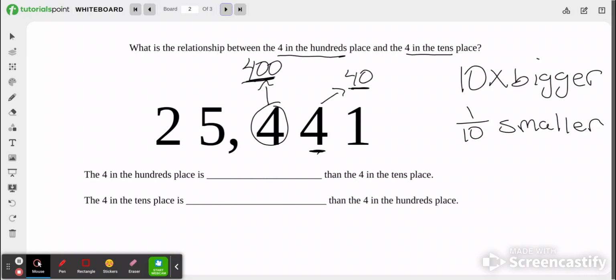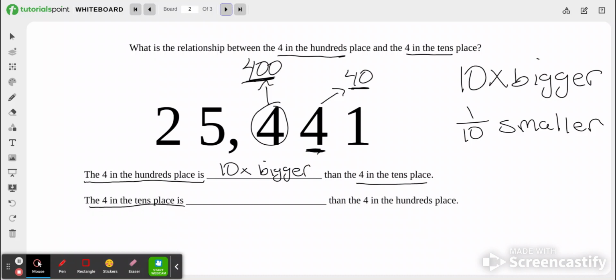So this sentence says the 4 in the hundreds place is, we're going to say, 10 times bigger because it's worth more and it's to the left of the 4 in the tens place. Now, if we reverse that statement and we want to talk about the 4 in the tens place first, we would say the 4 in the tens place is 1/10 smaller than the 4 in the hundreds place because it's worth less. It's in a smaller place value.